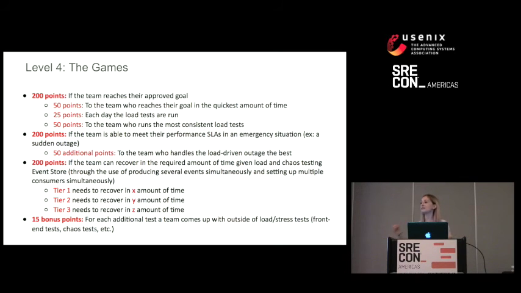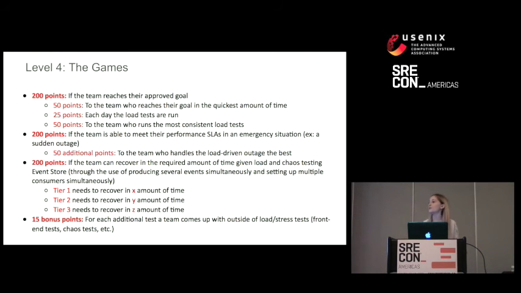We wanted teams to be running these on a regular basis. We wanted teams to be introducing their own chaos and their own performance tests. If they were able to meet their performance SLAs in an emergency situation, for example, a sudden outage that maybe the chaos team would cause, they would get additional points for that too.